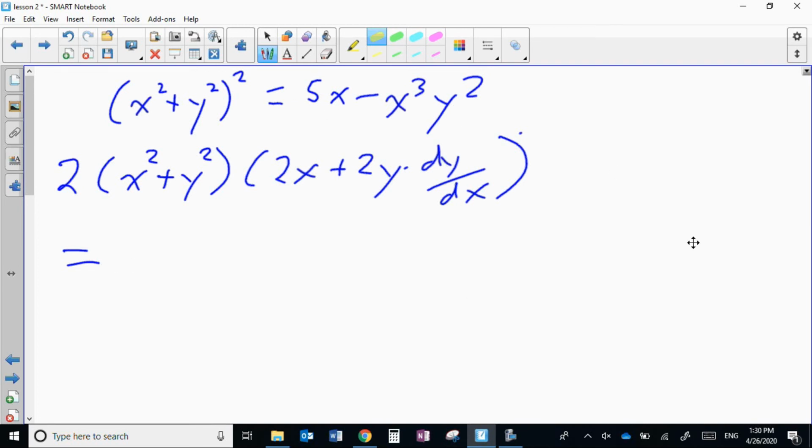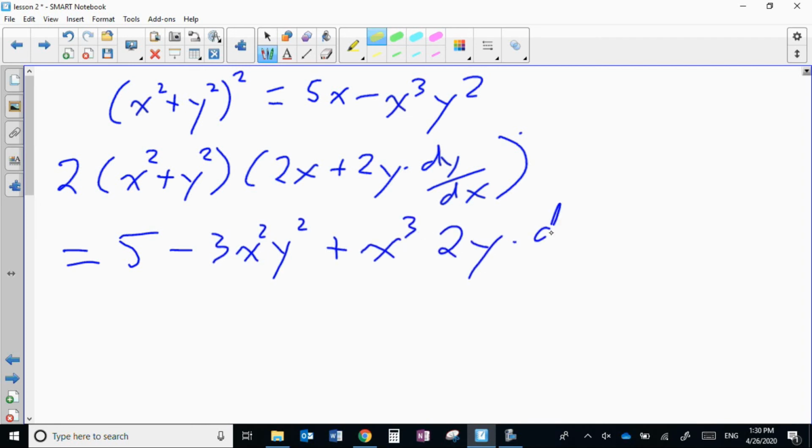So it starts off with 5x, so the derivative of 5x is just 5. Subtract, I now have a product here. So the derivative of x cubed is 3x squared, and I times that by the second factor. And then I add x cubed times the derivative of y squared, which is 2y, times dy by dx. Now I've made one little mistake here. Notice I'm subtracting x cubed y squared. So when I take the derivative, I better include those brackets as well.